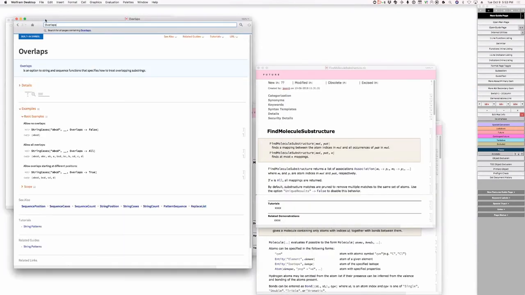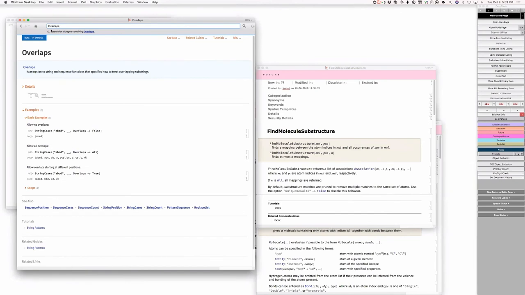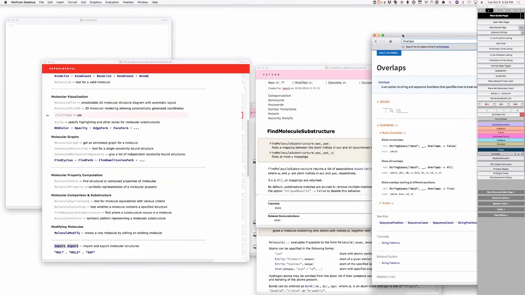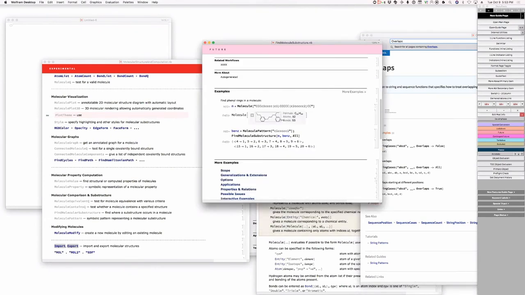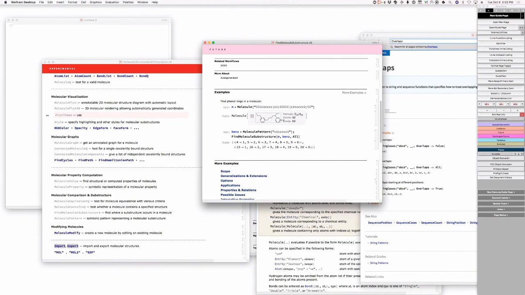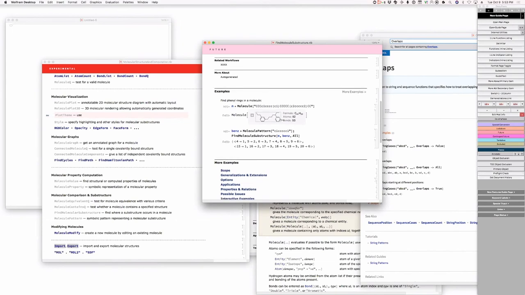Well, what exactly is this? Multiple matches to the same set of atoms. That sounds to me like an overlap. Right. And if it were by default false, the user could turn it back on. There's an example in the find molecule substructure page where, if you use the unique result goes to all or goes to false option, you would receive all of the isomorphisms between the benzene and the ring.